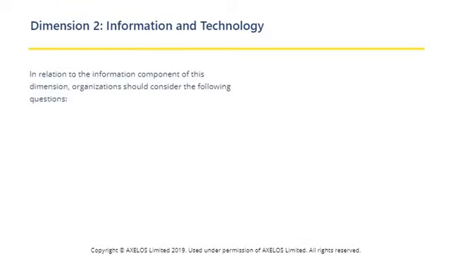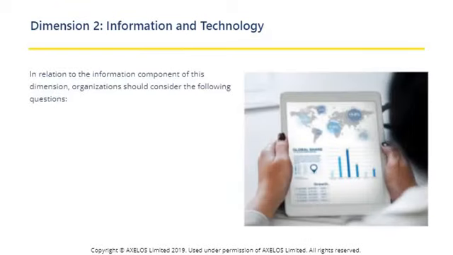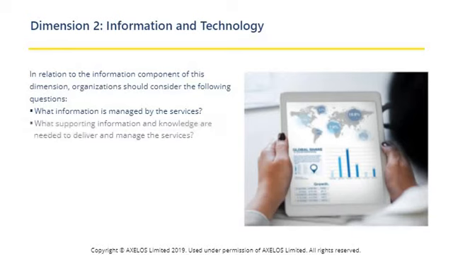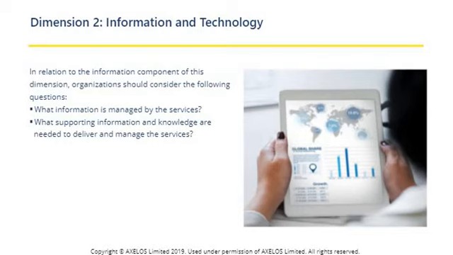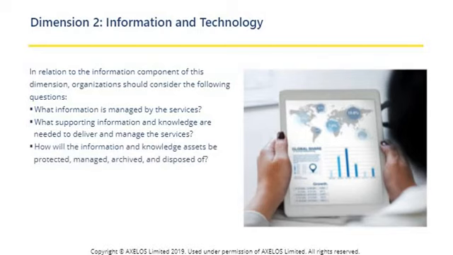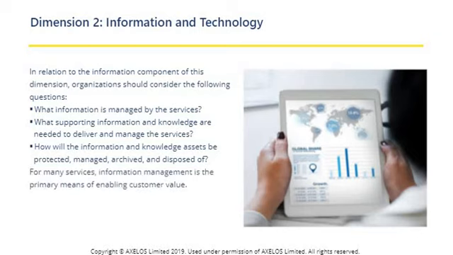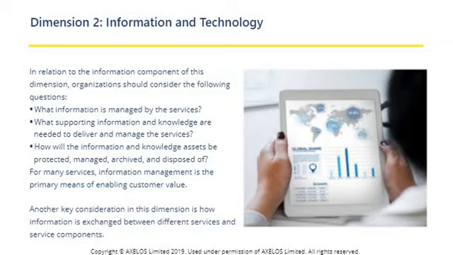In relation to the information component of this dimension, organizations should consider the questions: What information is managed by the services? What supporting information and knowledge are needed to deliver and manage the services? How will the information and knowledge assets be protected, managed, archived, and disposed of? For many services, information management is the primary means of enabling customer value. Another key consideration in this dimension is how information is exchanged between different services and service components.